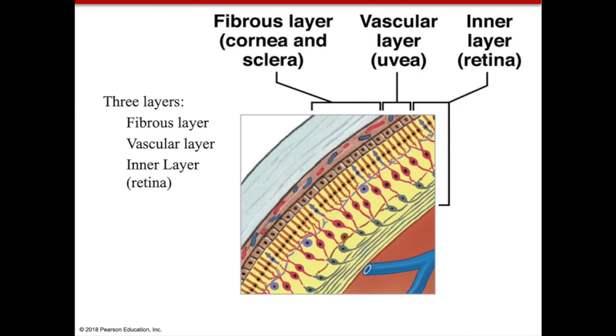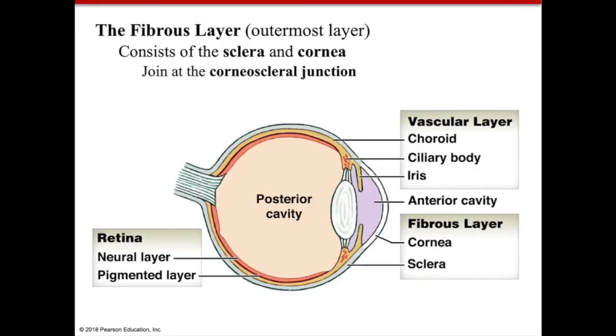So let's start with the fibrous layer. The fibrous layer is the outermost layer. It consists of sclera and cornea. You see the sclera is the white part and the cornea is the most anterior. So that's what we saw from the aperture, the palpebral fissure.